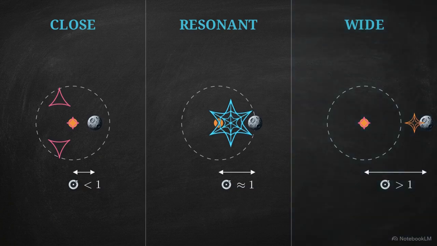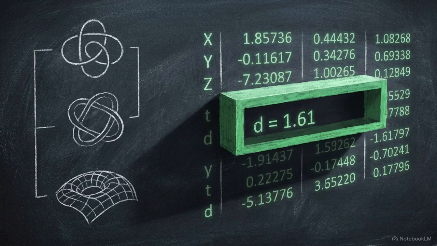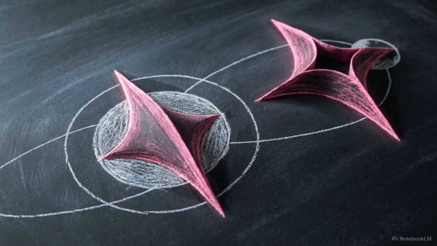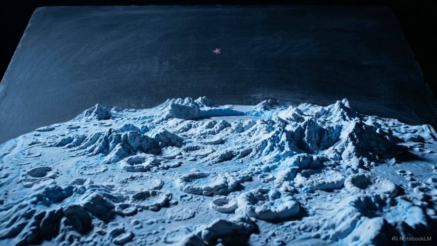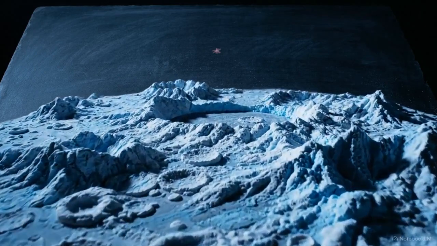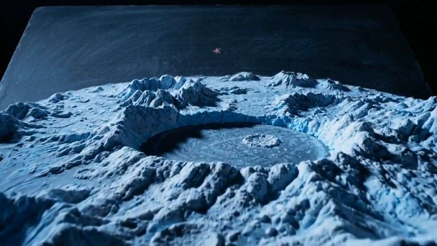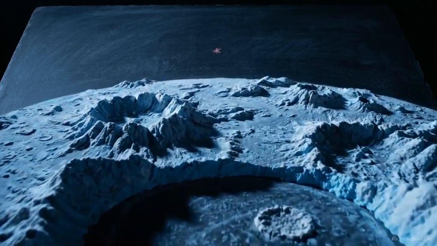We can take this strict geometric rulebook and cross-reference it against the OGLE-2005 data table, which recorded a projected orbital distance of 1.61. Because 1.61 is greater than 1, the OGLE system is definitively a wide topology. This physical measurement places the 5.5 Earth mass planet far out in the cold, distant reaches of its solar system.